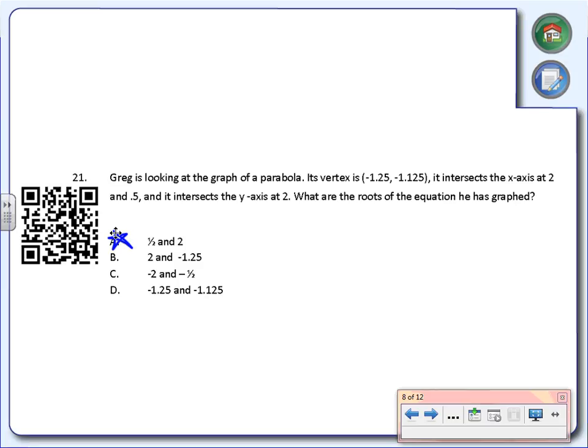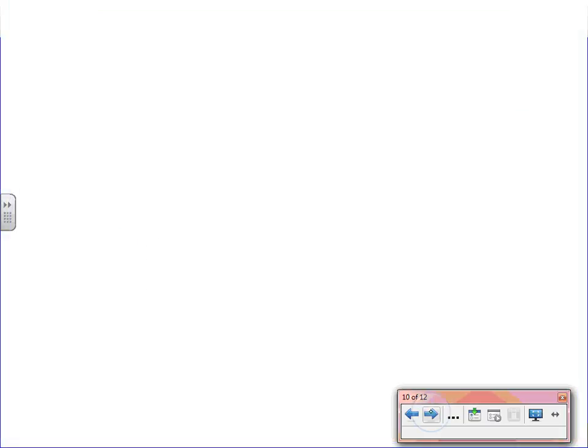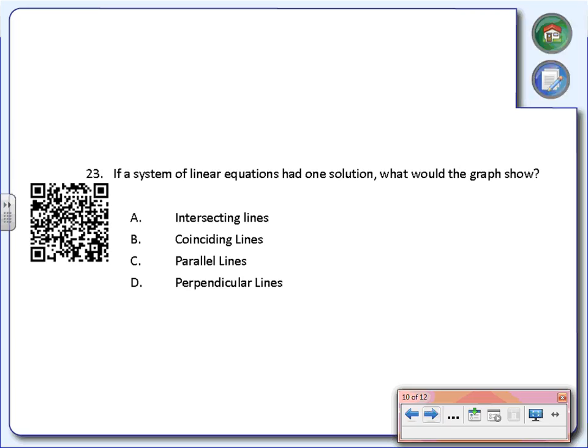Number 23. Again, we'll come back to 22 here in a second. Number 23, if a system of linear equations has only one solution, what would the graph look like? That is correct. The lines would be intersecting. What about coinciding lines? When they're on top of each other. What kind of solutions do you have when they're on top of each other? All real numbers, or an infinite number of solutions. What about parallel lines? No solutions.